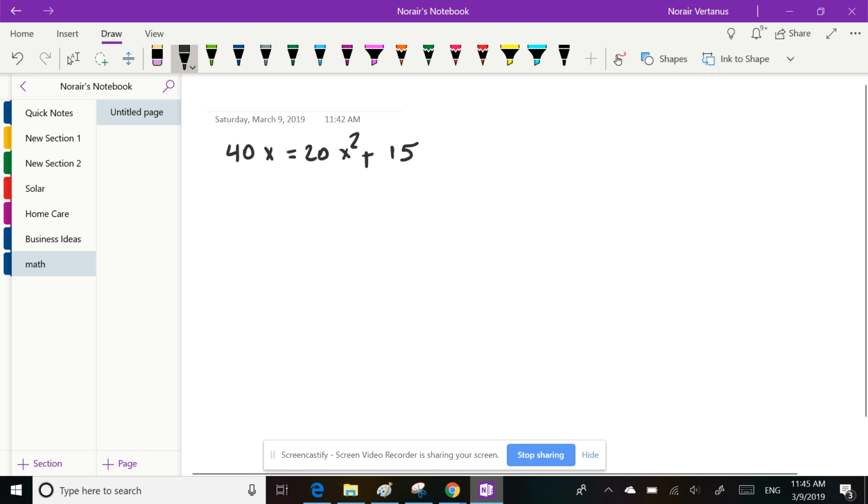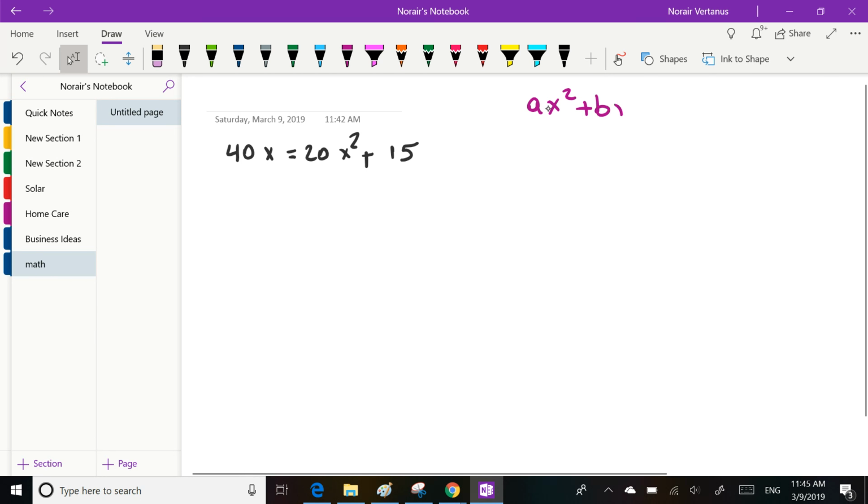All right, so I'm gonna go through lots of things involving a quadratic equation. So this is a quadratic equation because x has highest power of 2. So this can be written in standard form like this: ax squared plus bx plus c.